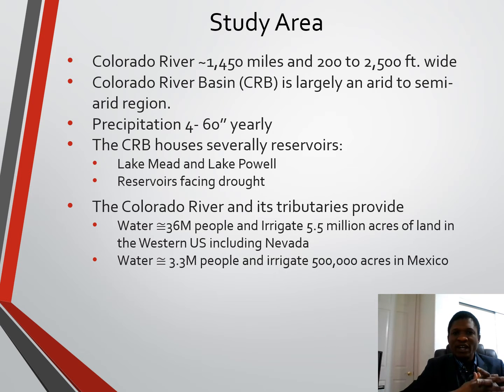The Colorado River and its tributaries provide water to approximately 36 million people and irrigate 5.5 million acres of land in the western US, including Nevada. It also provides water to approximately 3.3 million people and irrigates 500,000 acres of farmland in the Republic of Mexico.